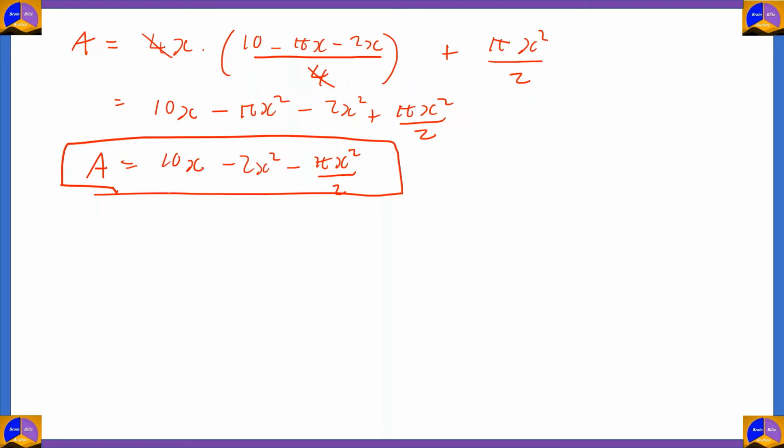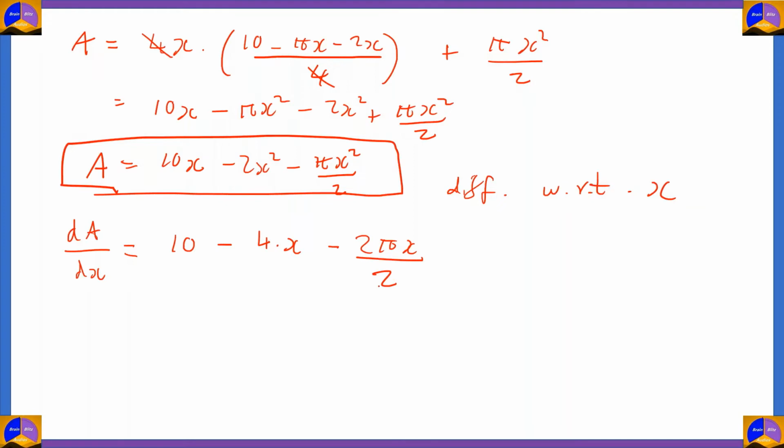Now what we do is we do the second derivative test here. So for that, we'll find the first derivative, that is dA by dx. So we differentiate with respect to x. So dA by dx will be equal to 10 minus 4x minus 2 pi x by 2. So the 2 and the 2 get cancelled, so we'll get 10 minus 4x minus pi x.